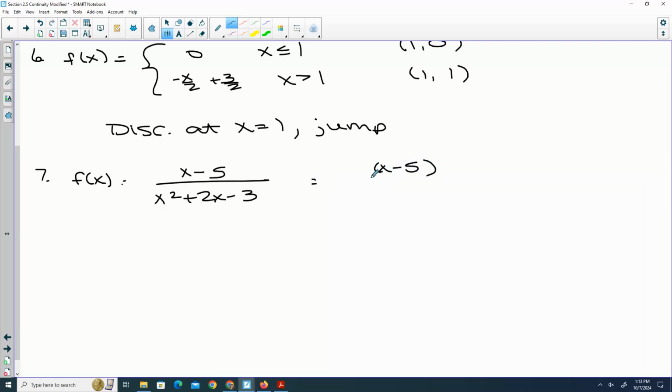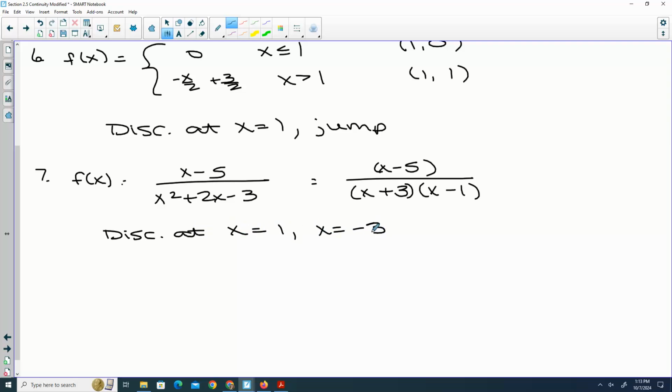Factor. So multiply to -3, add to +2. Positive 3, -1. Nothing cancels out. Where is this discontinuous? 1 and -3. Neither one of them canceled, so what type are both of them? Jump. Yes, infinite.